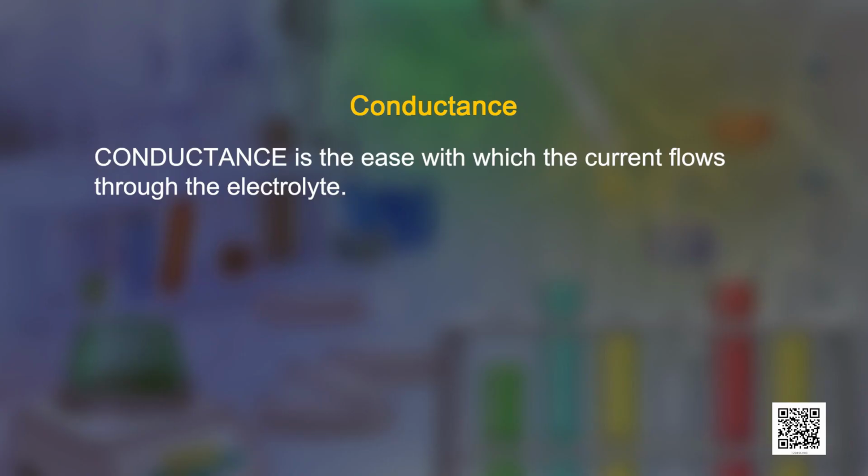Before we proceed to understand the conducting nature of electrolytes, let us understand the significance of some basic terms involved. Conductance is the ease with which the current flows through the electrolyte. It is considered as the reciprocal of resistance of the electrolyte and is denoted as G. G is equal to 1 upon R, where R is the resistance. It is also equal to 1 upon rho L by A, where rho is the resistivity, L is the length of the wire and A is the cross-sectional area of the wire.